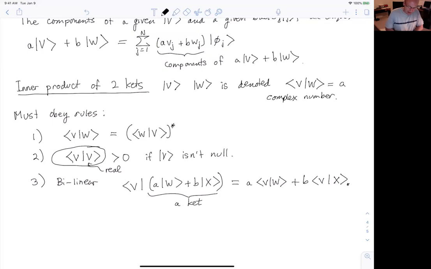In general, an inner product can be complex. But because V W has to be the complex conjugate of W V, if I take the inner product of something with itself, it has to be real. Can you repeat that last part again, please? So this rule one here tells us, let me just write it out to be really clear, V with V is a real number. Oh, okay. And that follows from rule one.